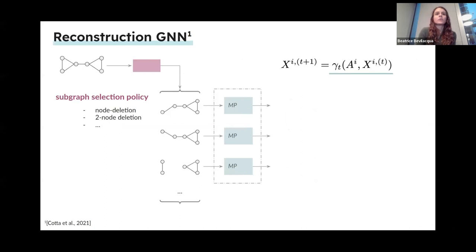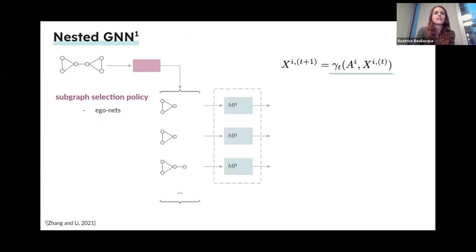A concurrent work, even if it sparkles from a different motivation, is reconstruction GNN, which considered the same encoder as DSGNN, so an encoder that coincides with that. But it actually studies different policies consisting in deleting tuples of nodes in order to gain in expressive power and construct this bag of subgraphs.